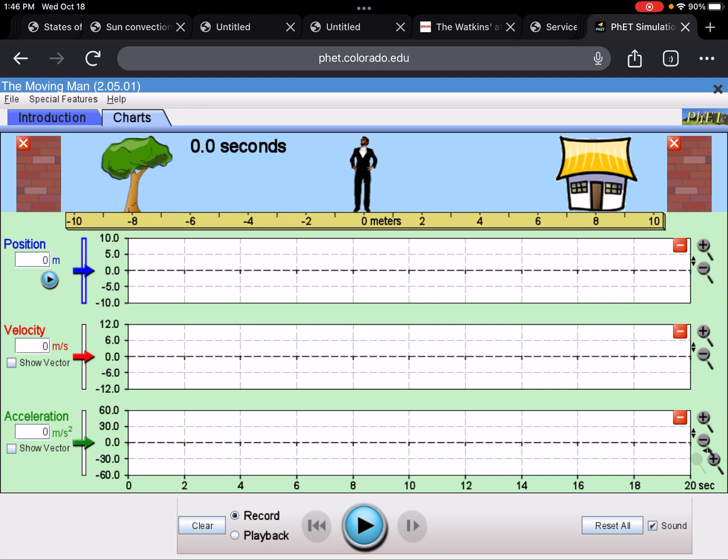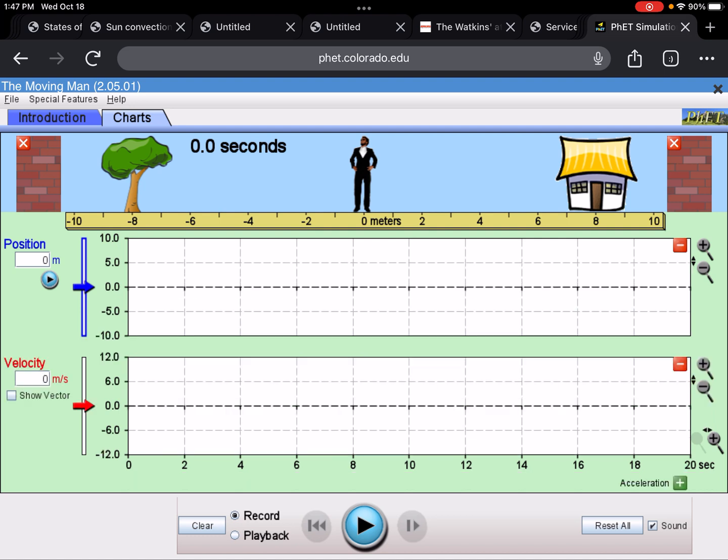Now in today's lesson, we're really only focusing on the change in position, also known as change in distance, and the change in velocity. So we can actually get rid of this acceleration one just to reduce some of the clutter. Over on the right-hand side, you'll see these red minus signs, to minimize it. So we're going to click on this bottom one for acceleration, this red minus sign. This will make my graphs a little bit easier to see and have less clutter.